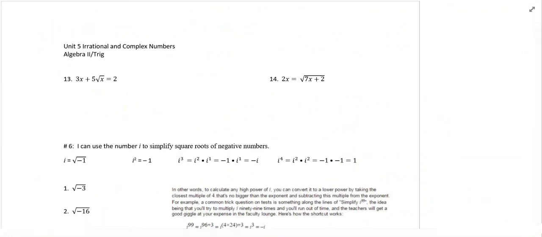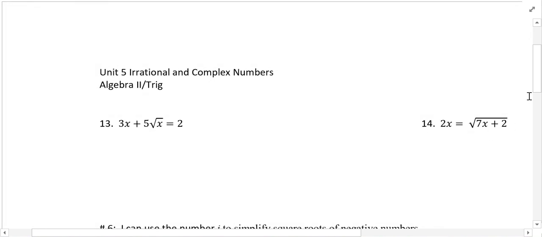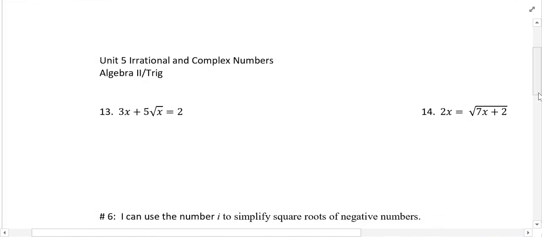So on this last page here, again, we want to simplify it completely. So this one, even though these two are an expression, they don't have a common factor because this x is underneath the radical. So what you want to do first is, remember, we cannot square both sides until the radical's all alone. So you're going to want to start by subtracting 3x from both sides. So you're going to get 5 rad x equals 2 minus 3x.